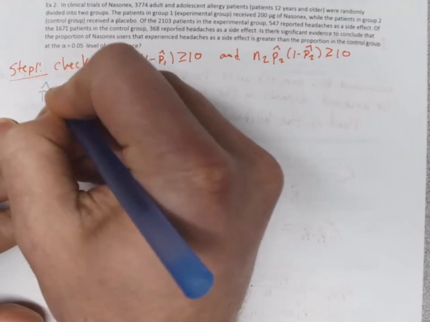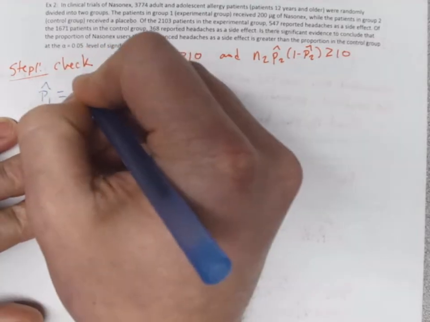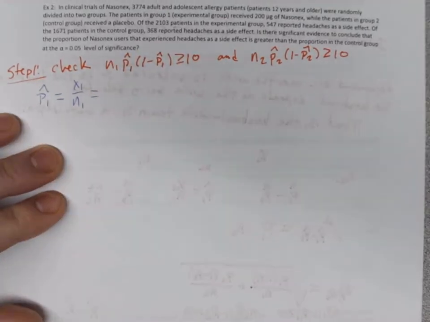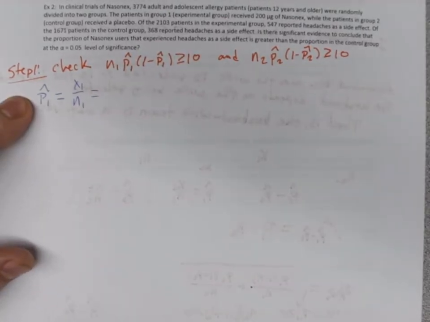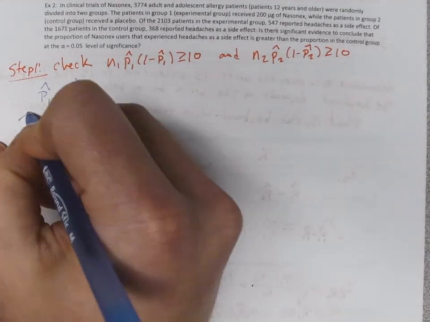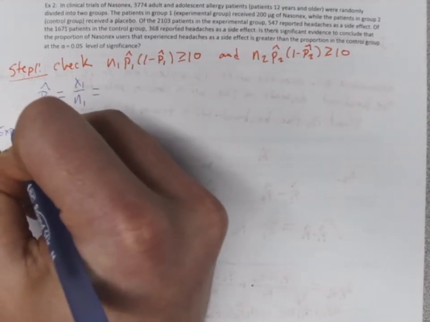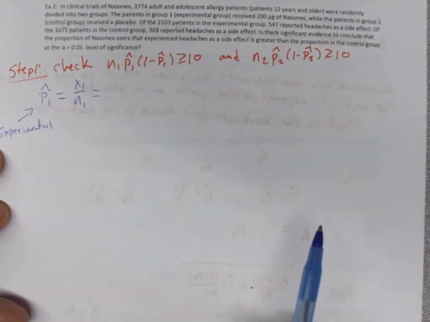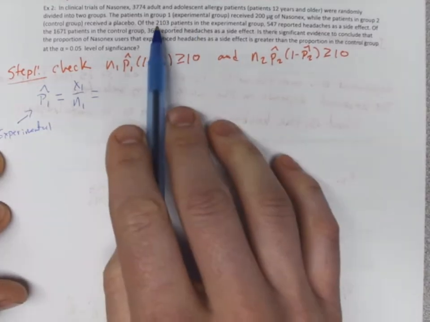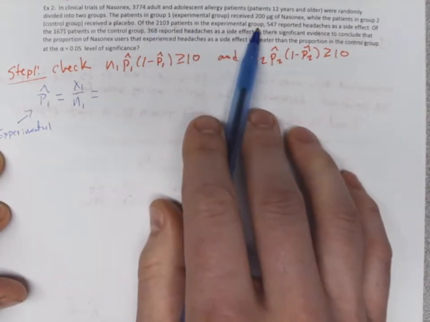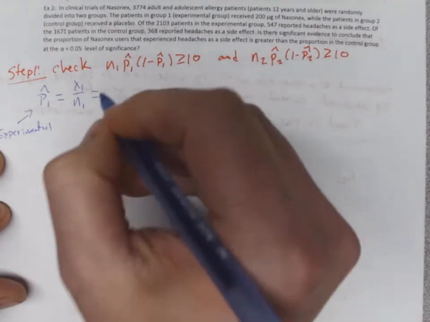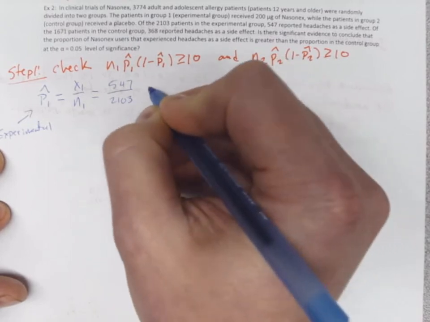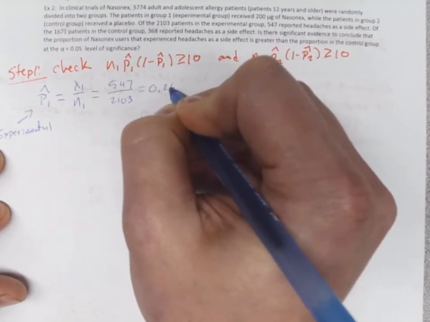P1 hat is equal to X1 over N1. All right, and we can call these the experimental group. So out of the experimental group, we had 2103 patients and 547 reported headaches. So it's 547 all over 2103, which is equal to 0.26.